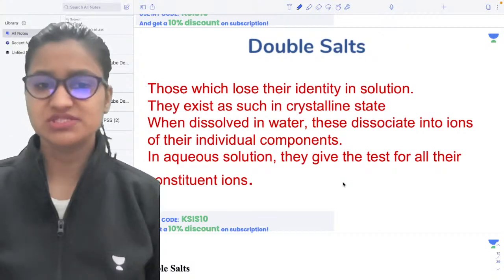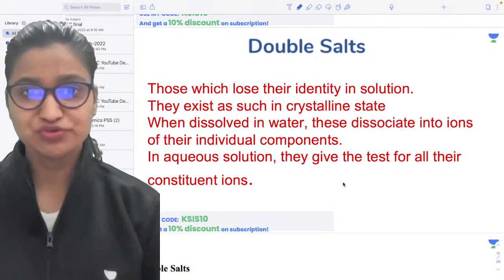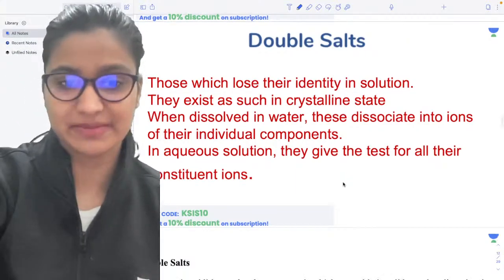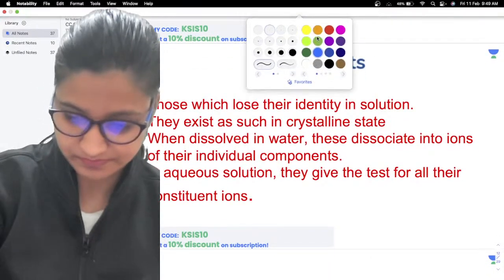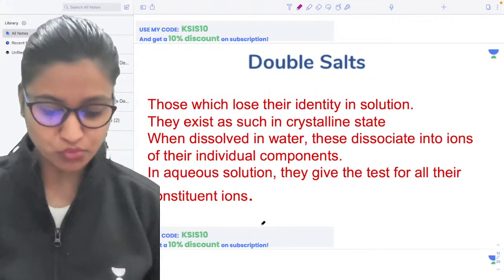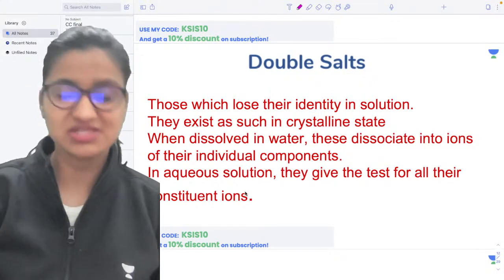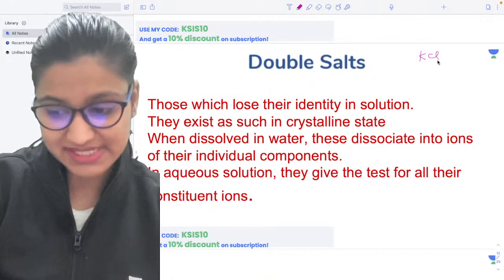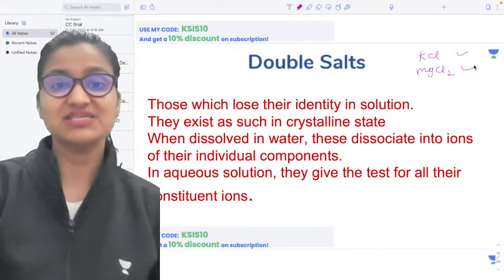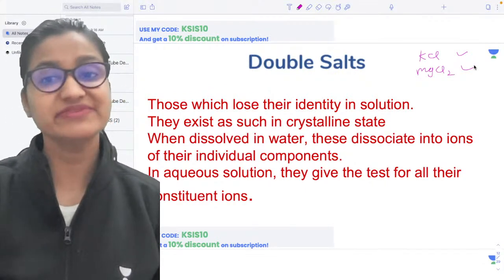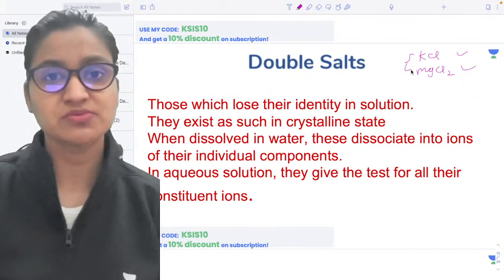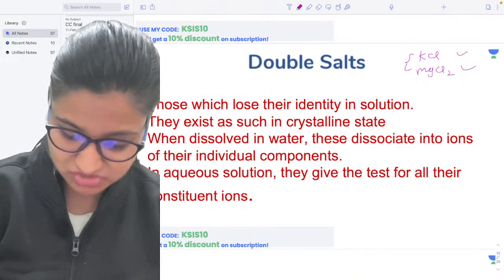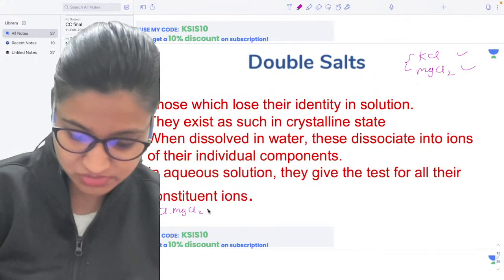So yeah, we are talking about double salts. Let's complete this discussion. As I told you, those which lose their identity in the solution. Let me give you examples. Two stable compounds, KCl and MgCl2, potassium chloride and magnesium chloride. You know already that these are very stable compounds, right? Even then, these two compounds join together to give a new compound. For example, the compound which is formed is KCl.MgCl2.6H2O.